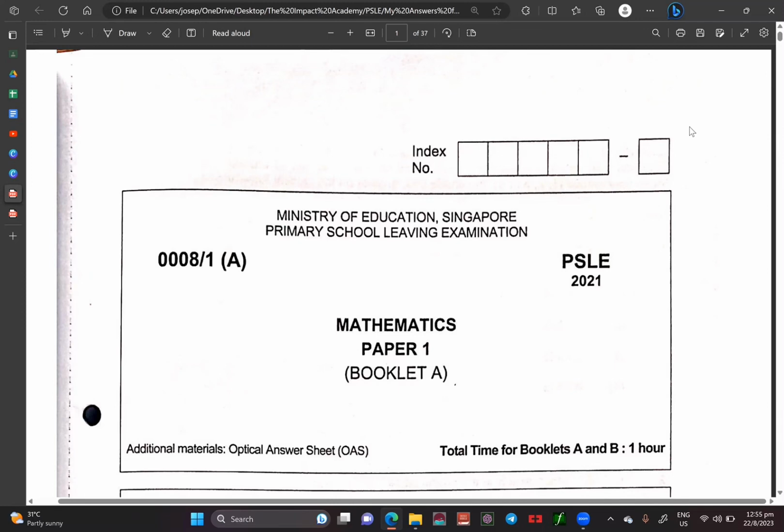Hi students, today we are looking at the 2021 PSLE math paper. Today we are looking at some of the tough questions in this paper. So without any further ado, let's delve right into it.